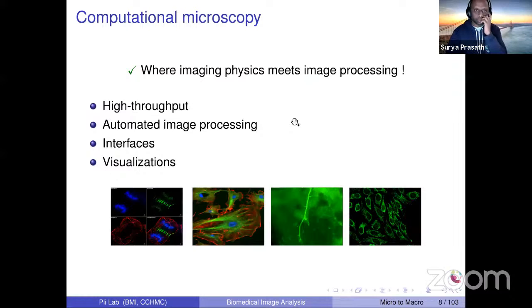So computational microscopy is the area where imaging physics meets image processing. We need high throughput and automated image processing pipelines. We need some very nice interfaces so that the biologists can not only image, but can also look at these automated image processing outputs.